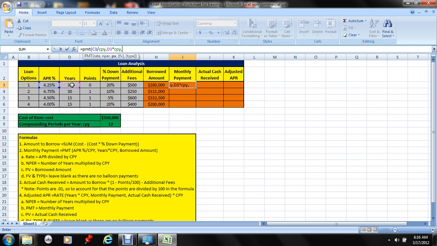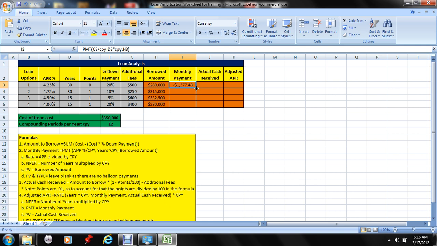Next we'll look at the present value, which in this case is the formula we just calculated previously. So in this case it's $280,000, the borrowed amount. And then the future value and type are not used in this scenario, as we do not have balloon payments as one of the variables in the loan options. So I'll go ahead and close the parentheses, hit enter, and you'll see this is a negative number. Essentially that means that's what you're paying out per month.